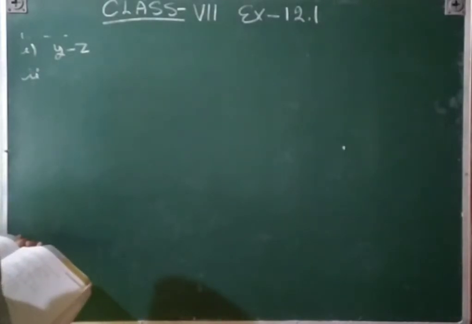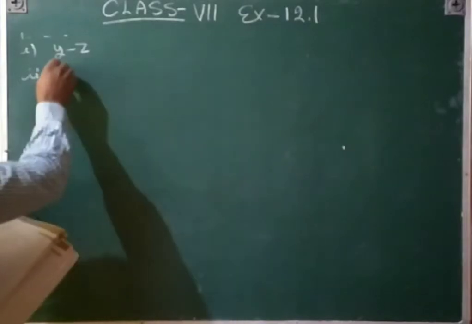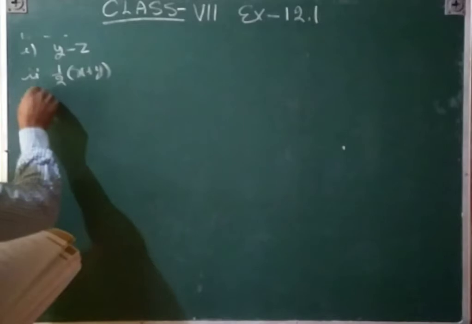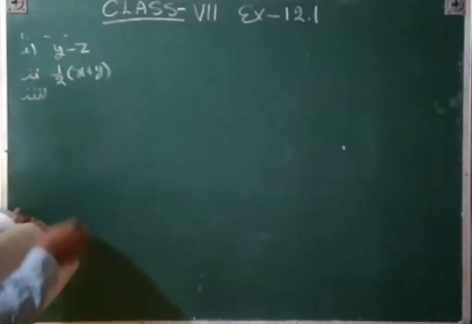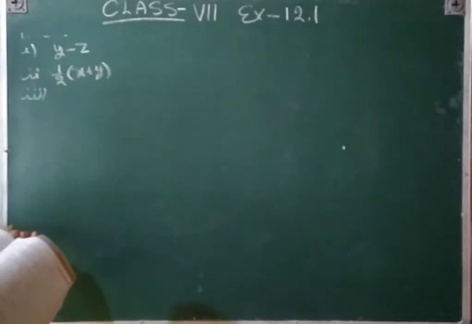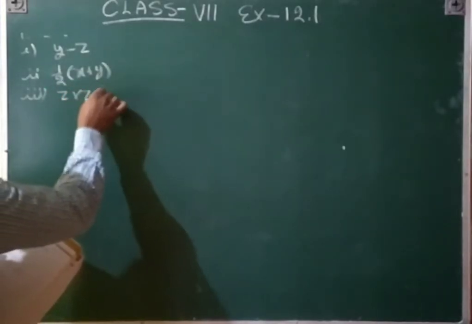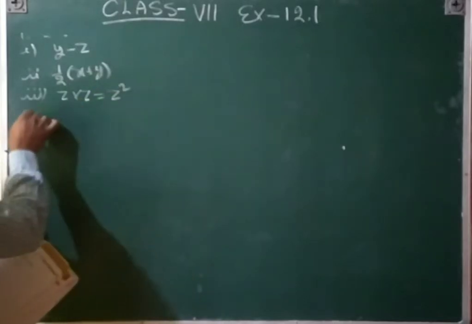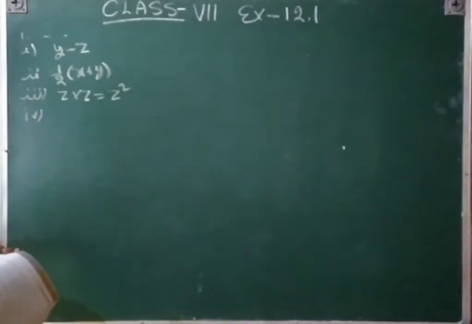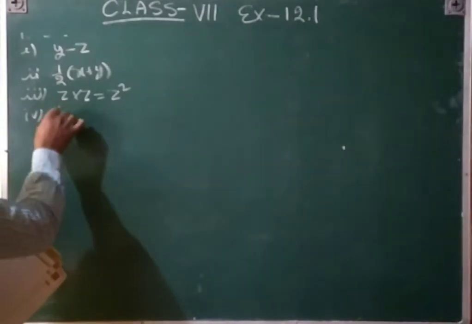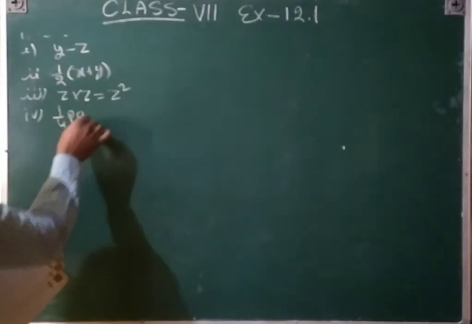Second part: 1/2 of the sum of numbers x and y. So half means 1/2, and then sum of x plus y. Third part: the number z multiplied by z. So z multiplied by z, or you can write z square. Fourth part: 1/4 of the product of numbers p and q. So 1/4 means 1/4, and product of p and q means pq.